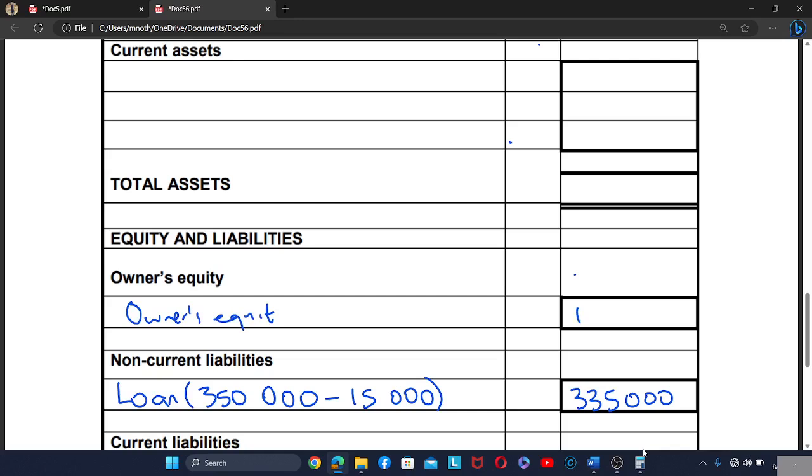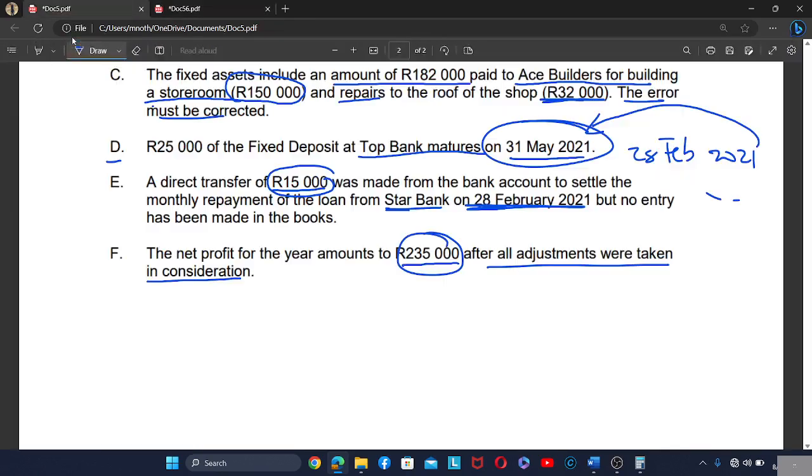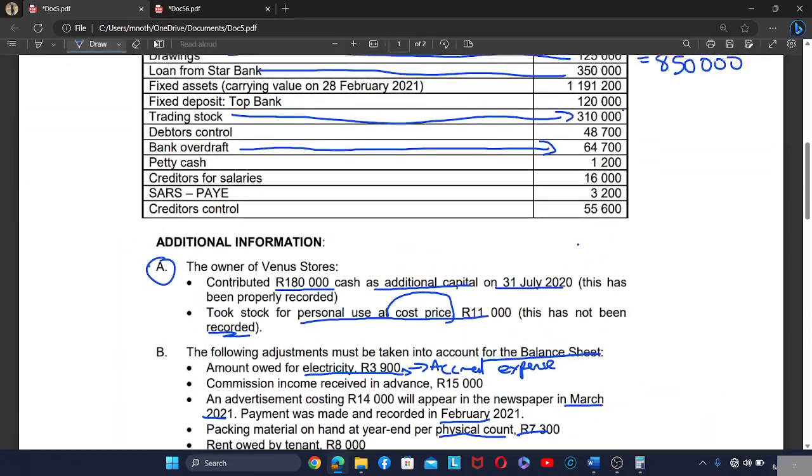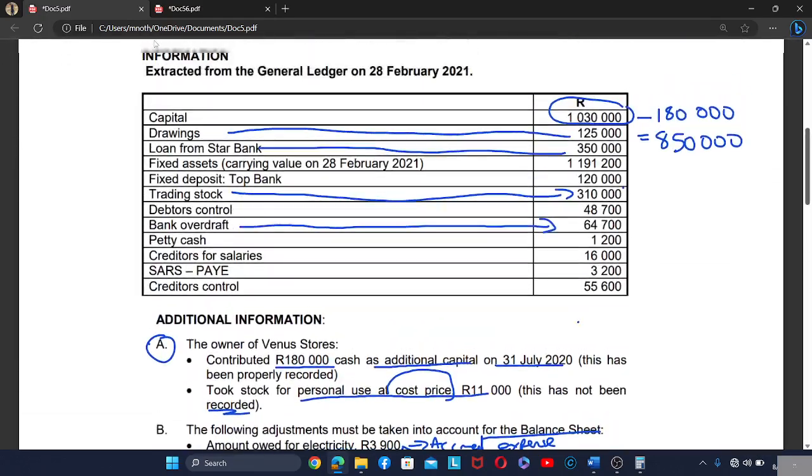So it's 1,129,000. 1,129,000. So, and then, so we are done with the adjustments.